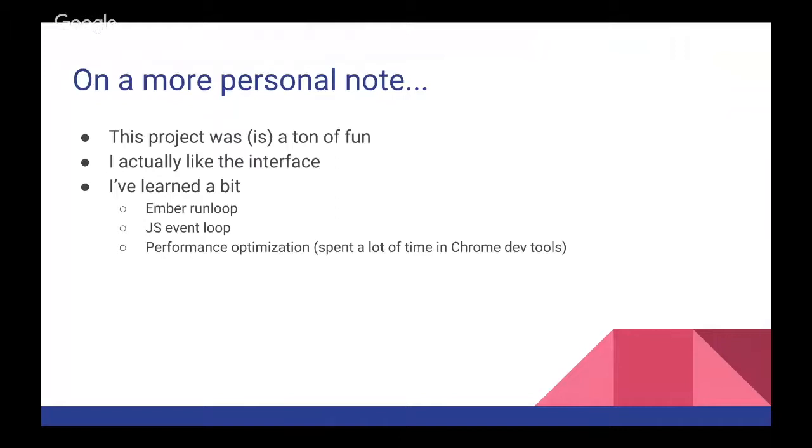On a more personal note, because Jen told me to talk about this: this project was a lot of fun. I learned a lot from it. I learned a bit about the Ember run loop and the JavaScript event loop. I learned about performance optimization. I spent a ton of time digging around in the Chrome dev tools, and a lot of time playing around with different implementations, trying to figure out what I could do to speed things up. There's still plenty of room to go on optimization, so a lot of learning ahead.